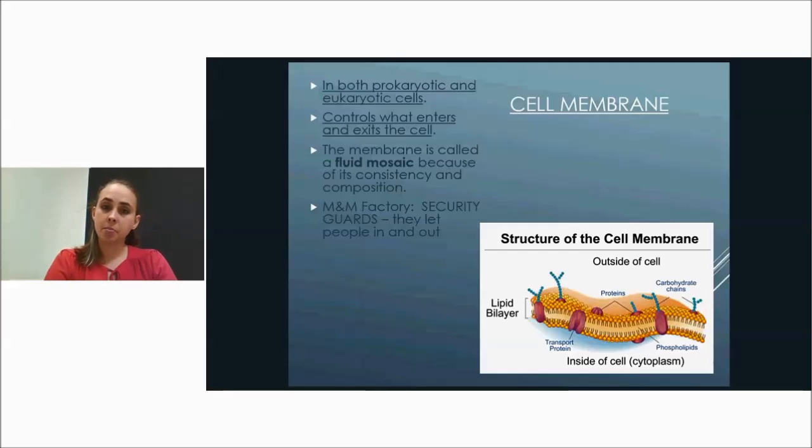So in the M&M factory, it would be like the security guards. They let people in and out. And in order to get in, you have to have the right key. We also saw that in The Hidden Life of the Cell video when you watch that, when you were able to see the virus need a special key to lock in to one of those proteins that was on the cell membrane before the cell opened up and let it in.